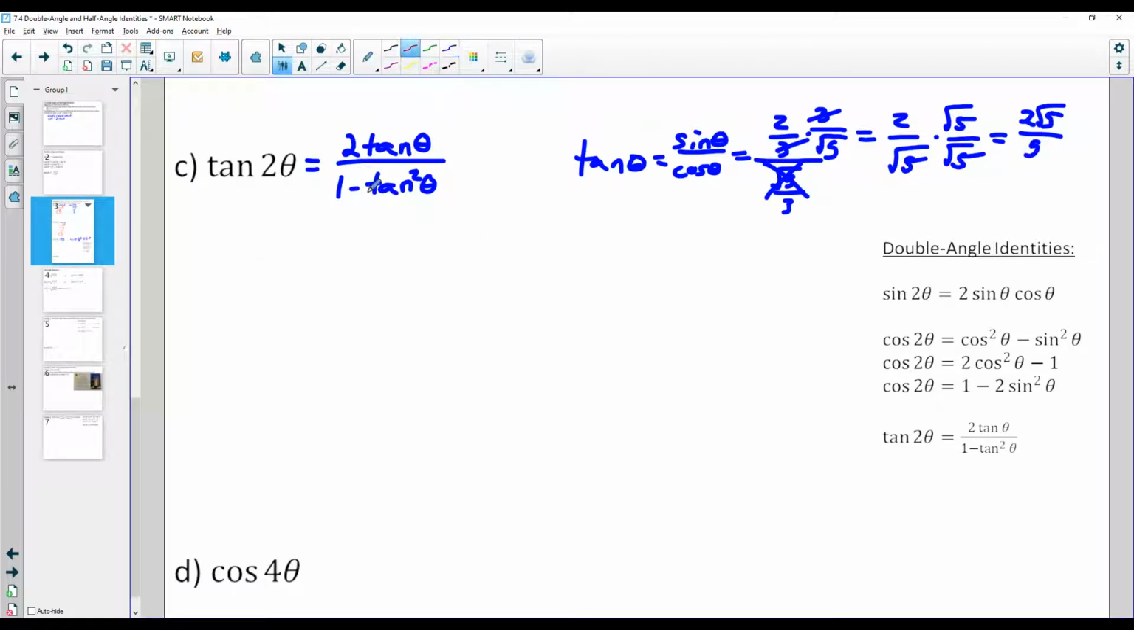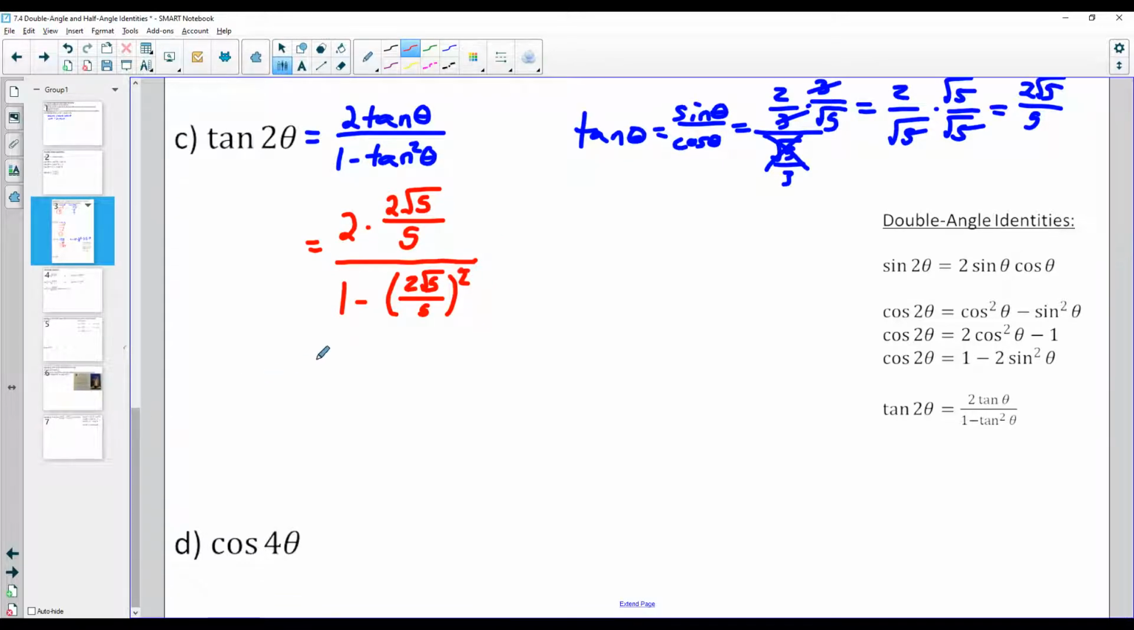So let's use that. So then we get 2 times 2 square roots of 5 all over 5, replacing tangent of theta with what we found it to be, all over 1 minus 2 square roots of 5 all over 5 squared. So let's think about this for a second. We know 2 times 2 is going to be 4 square roots of 5 all over 5, all over 1 minus. All right, so squaring the top, 2 square roots of 5.